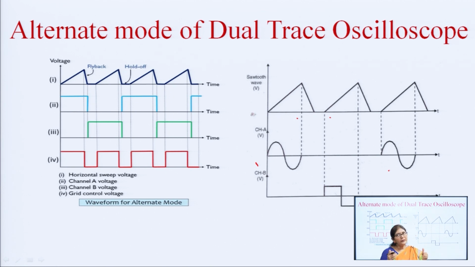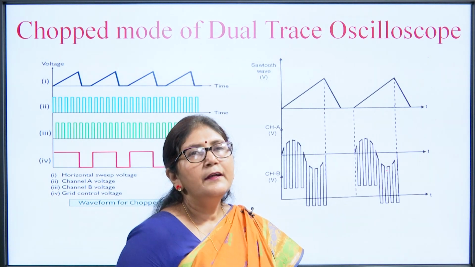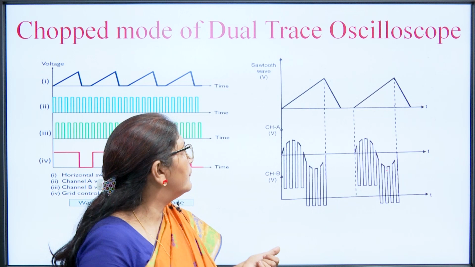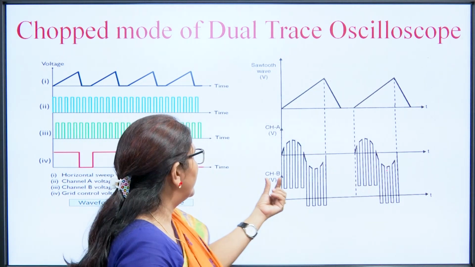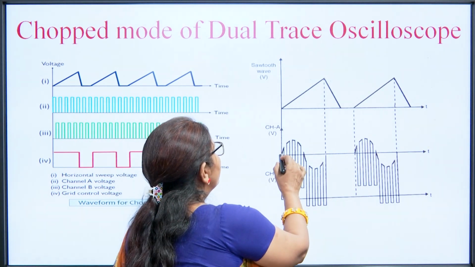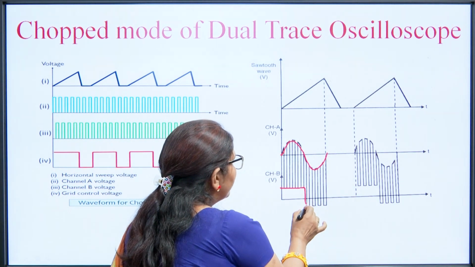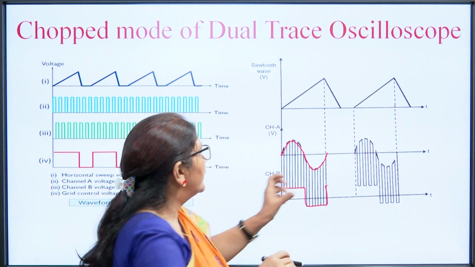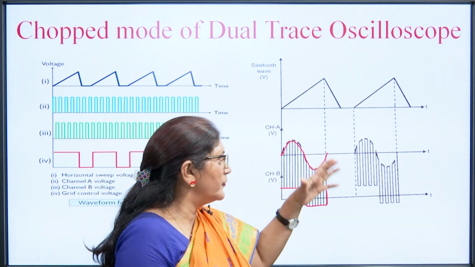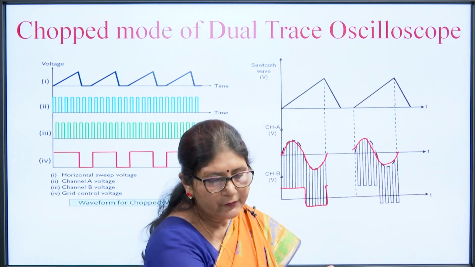The second is the chopped mode. There are two modes of operation, one is alternate mode, where one cycle is available for one signal. Then the second is the chopped mode. In chopped mode, a small portion of the signal is displayed on the screen, but we will see that the signal is continuous. So, suppose for the A channel this signal is displayed, for the B channel this type of signal is displayed, and for the flyback period there is no signal. So, again the signal is displayed.